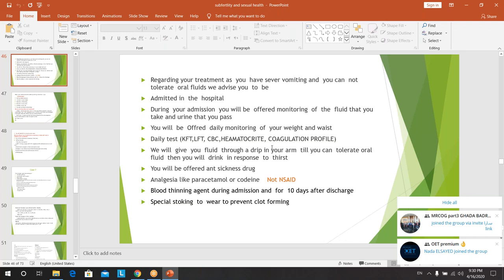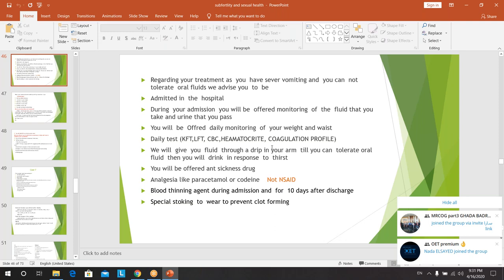The criteria are written clearly in the guideline. If we go through the guideline and read the criteria for admission: the first one, if the patient is unable to tolerate food or fluid; if the patient is unable to control her pain; if the patient doesn't have the facility to come for follow-up; or if there is deterioration after outpatient management, then we have to admit the patient. And a critical case is admitted from the start. These are the five criteria for admission.